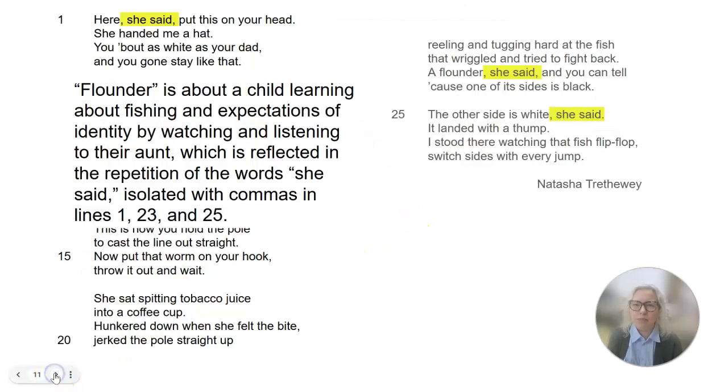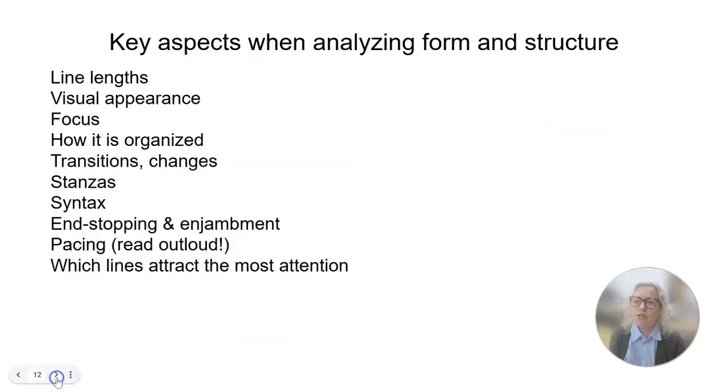That's a helpful tip. How about in Flounder? Flounder is about a child learning about fishing and expectations of identity by watching and listening to their aunt. And this is mirrored again. It's reflected again in the repetition "she said," which is isolated with commas. It's repeated in lines 1, 23, and 25, highlighting the fact that it's what the aunt said that the speaker is remembering so much.